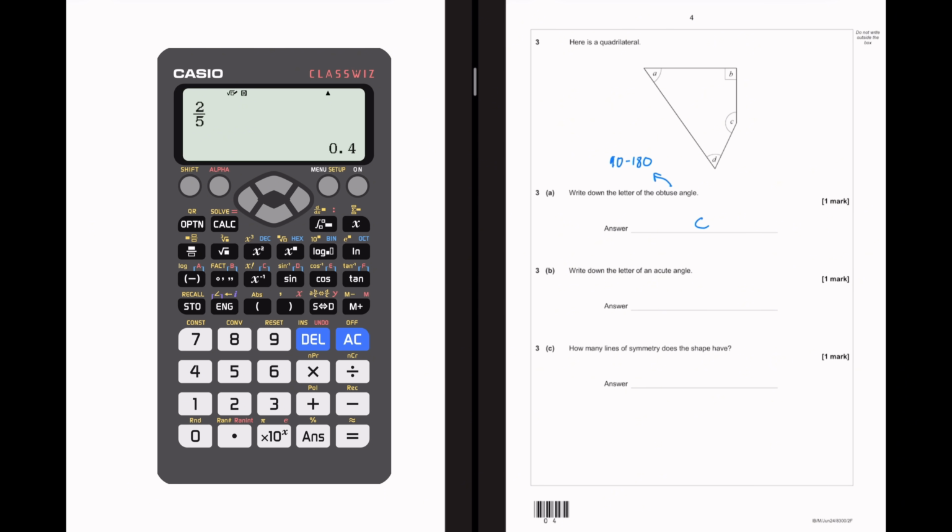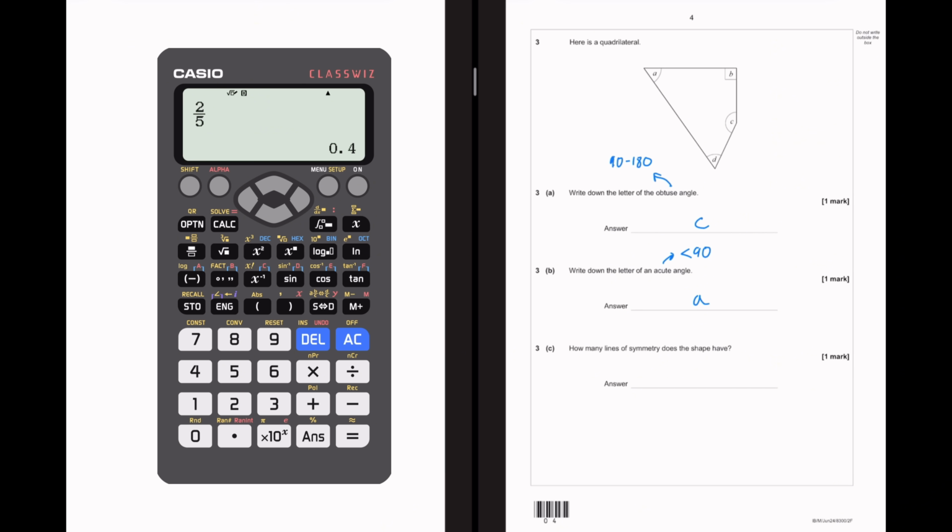Part B says write down the letter of an acute angle. So in this diagram there are actually 2 acute angles. Acute angles are less than 90 degrees. So that leaves us with A or D. So either or will give us the correct answer.